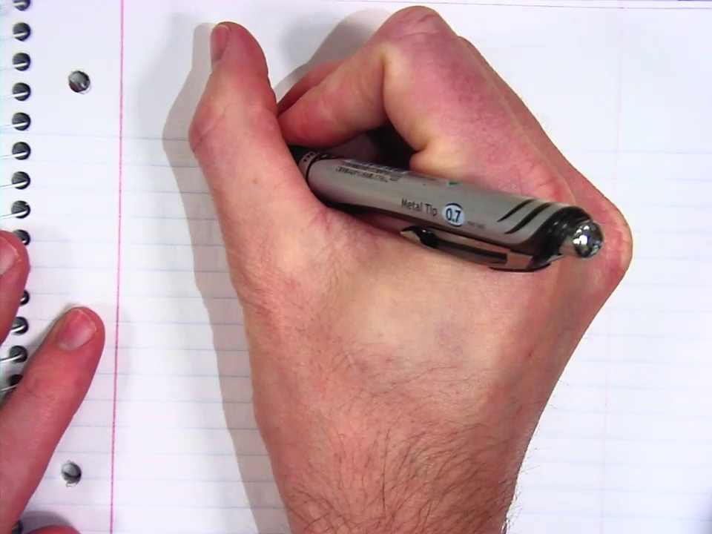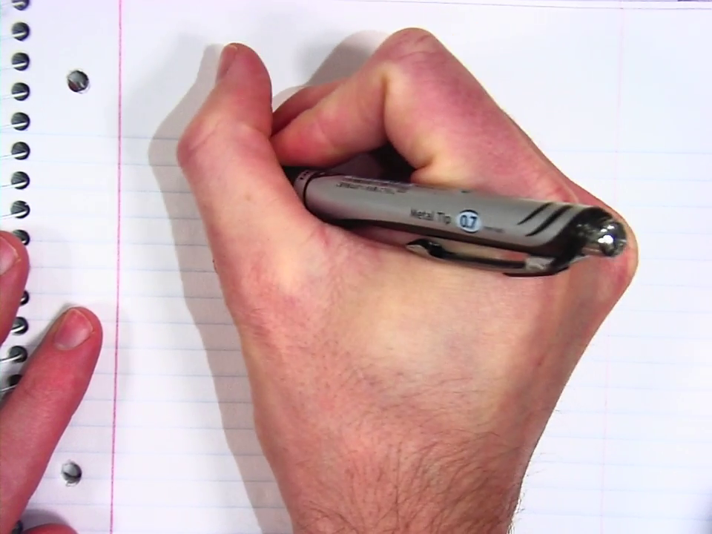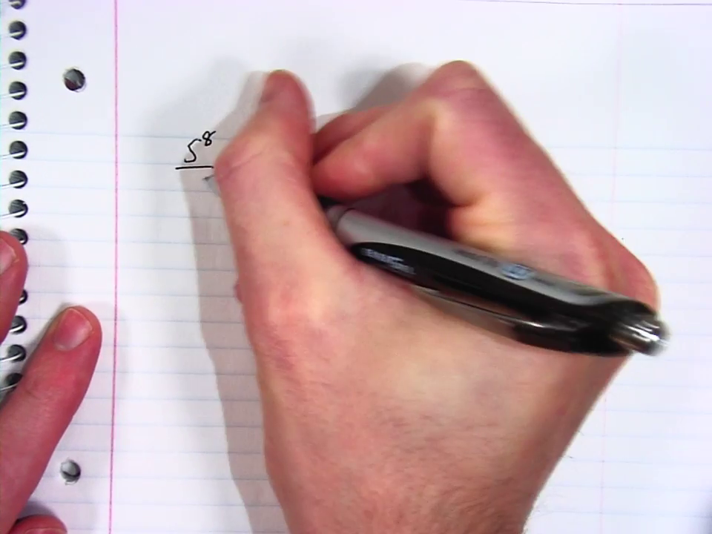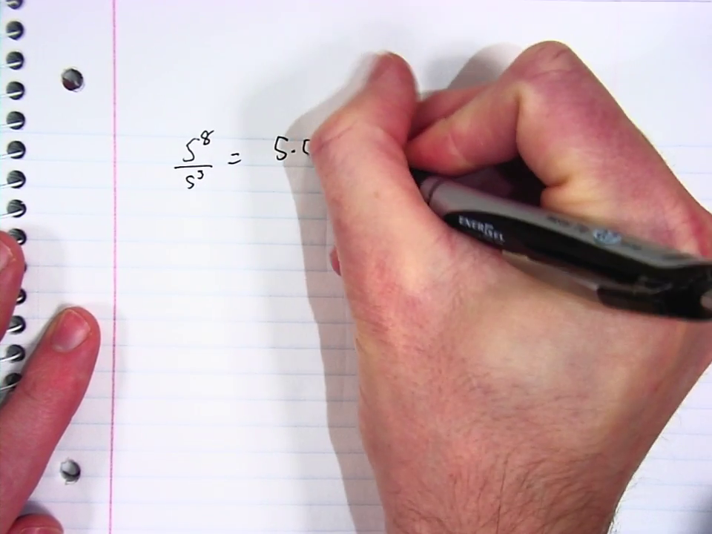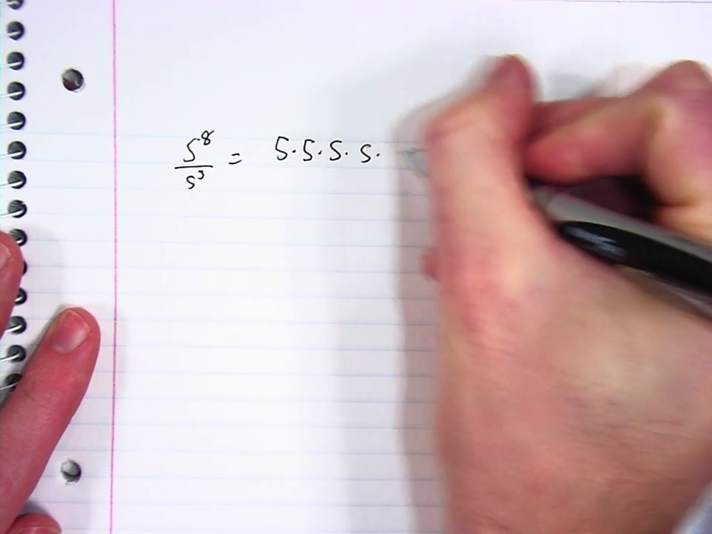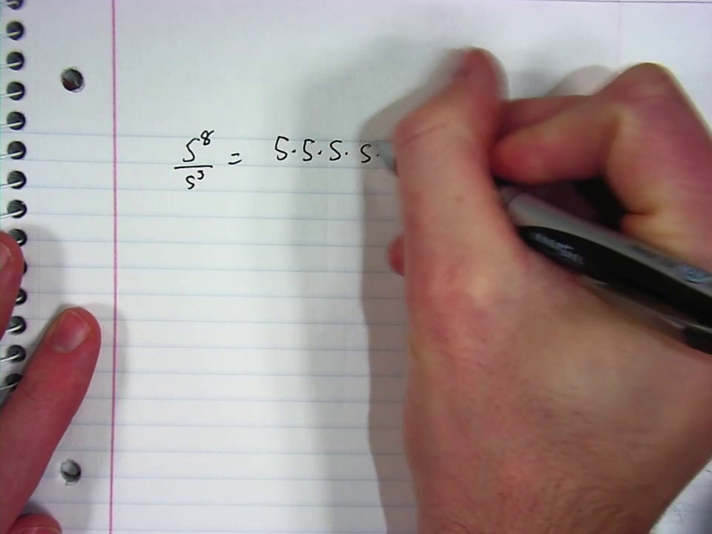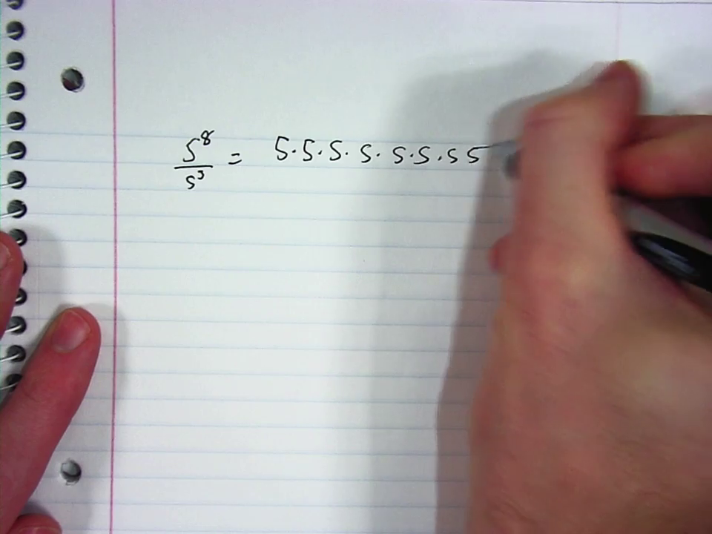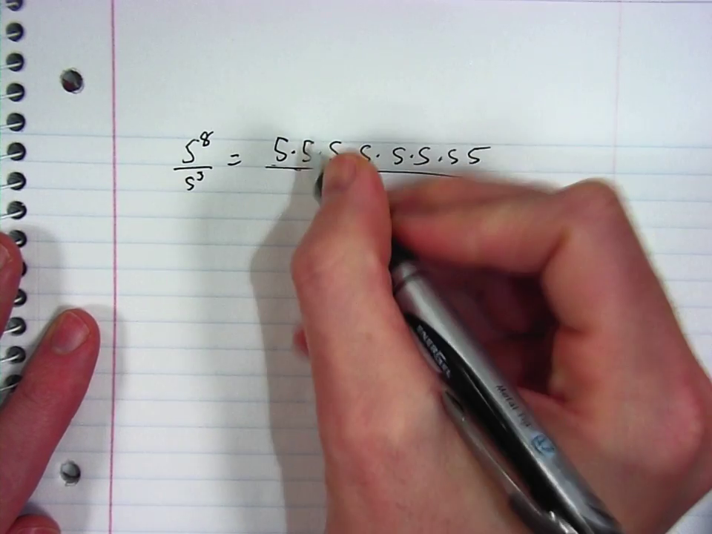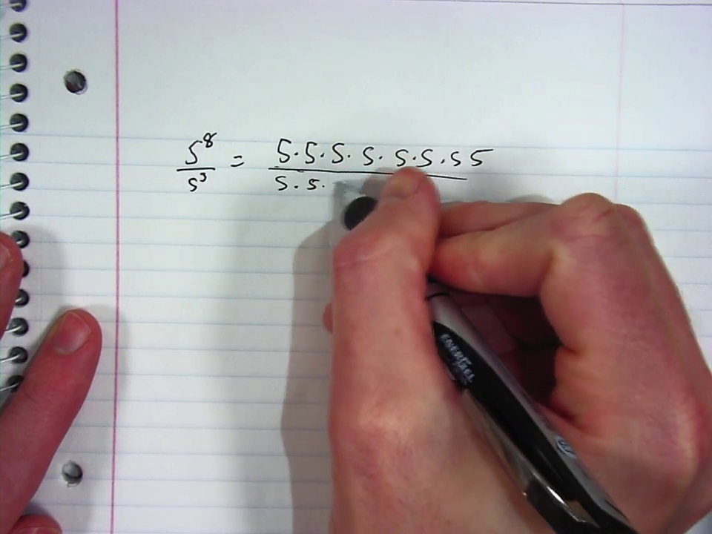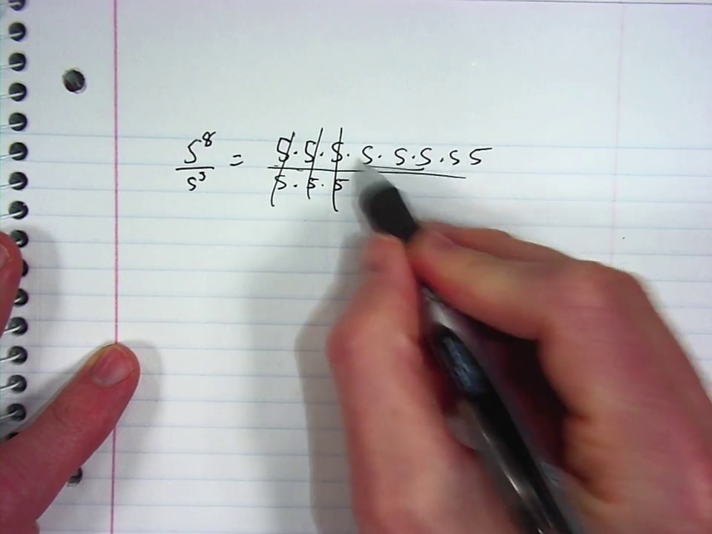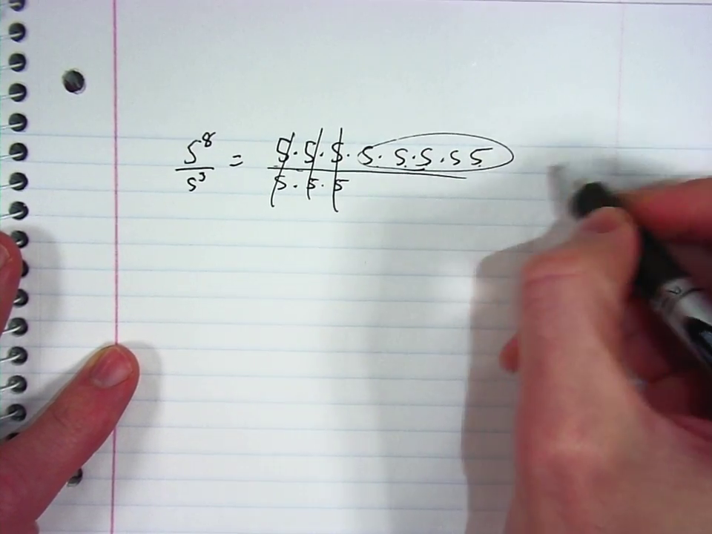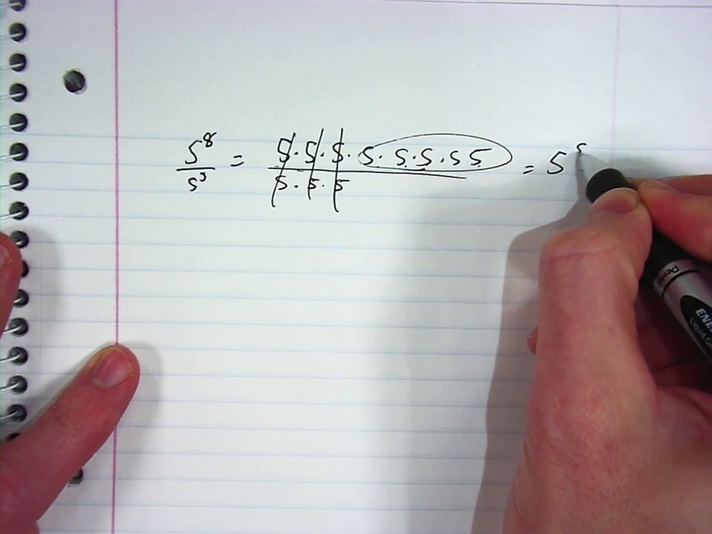How come that works like that? If I have 5 to the 8th over 5 to the 3rd, that means there are 8 5s. 1, 2, 3, 4, 5, 6, 7, 8. 8 5s up there, 3 5s down here. So those would cancel out, and I'm left with 1, 2, 3, 4, 5. 5 5s, 5 to the 5th power.